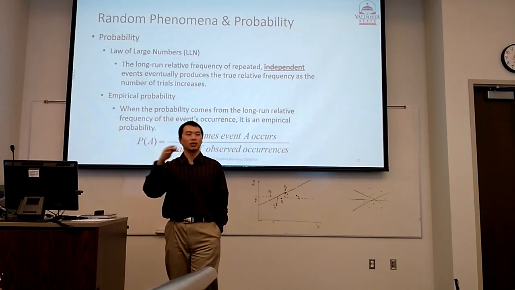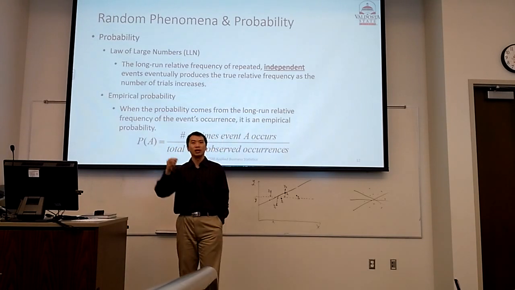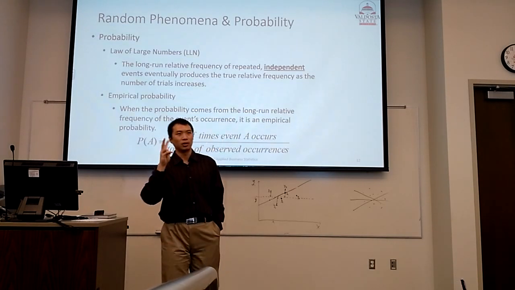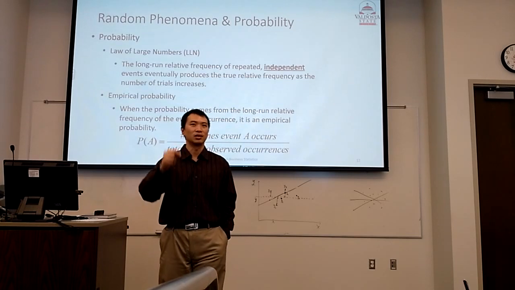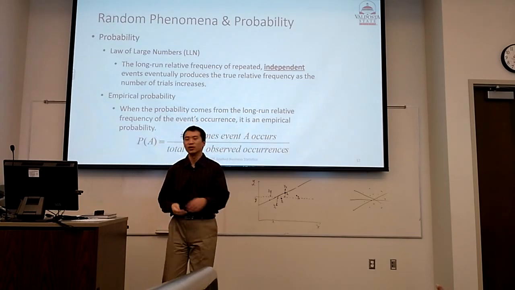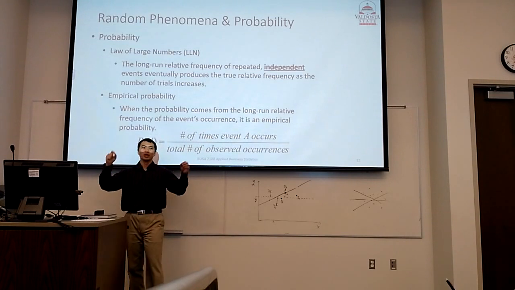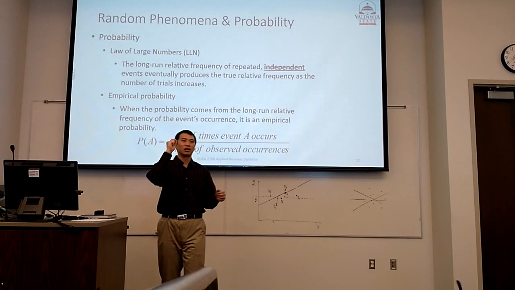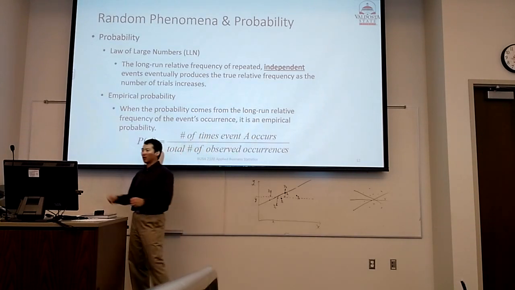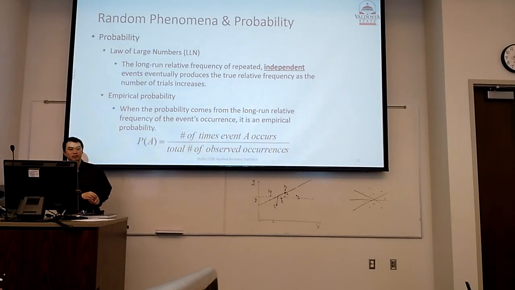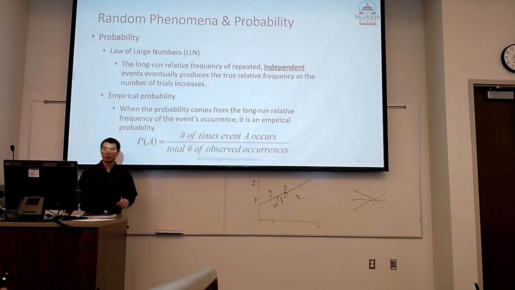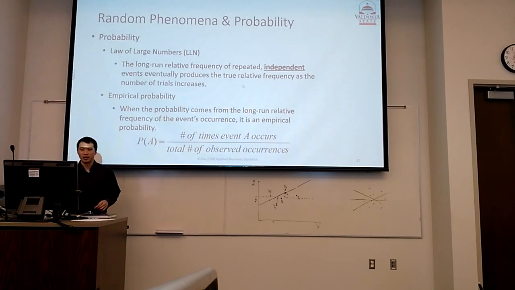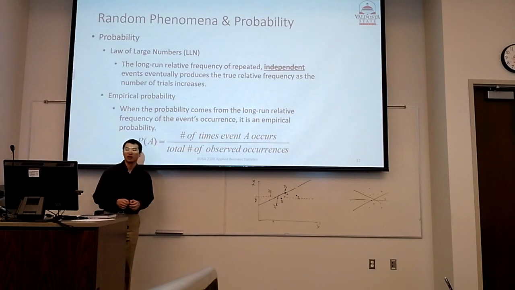Then you record the results. If you compare those two results, you will get nearly half. So if you increase the number of trials to infinity, you will get exactly half-half. So that's the law of large numbers. Remember, it's independent and long-run relative frequency.